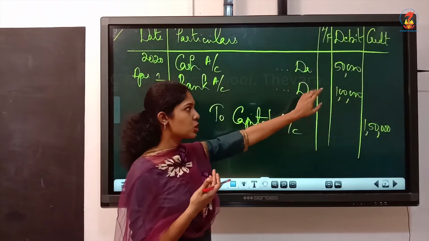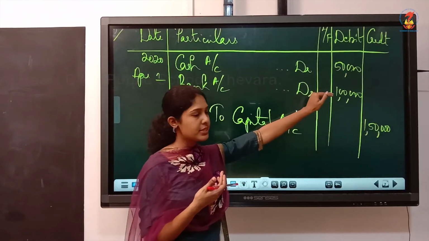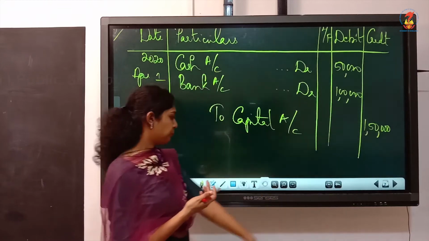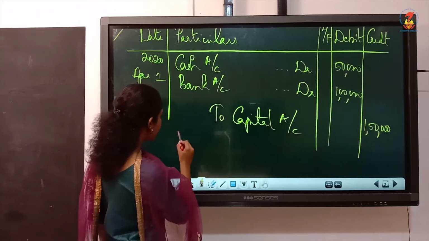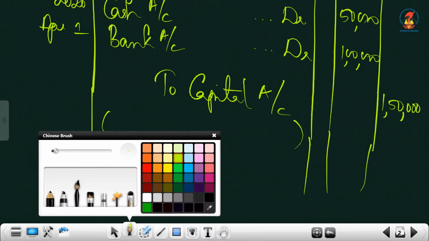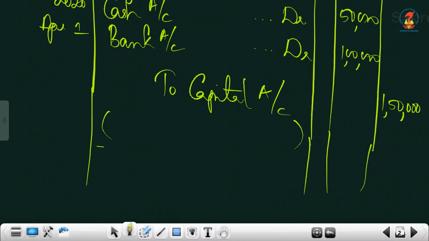And you have to make sure always whether the total of debit side is equal to the total of credit side. Now we'll write the narration. What's the narration you can write? Started business with cash.